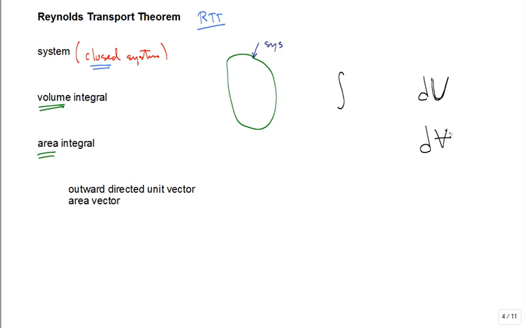Okay, so first of all, if you wanted to do an integral, it's a sum over all the little elements. And so if you're doing a volume integral, you're summing up over all of the little volumes. And so it would be something like this, dV.